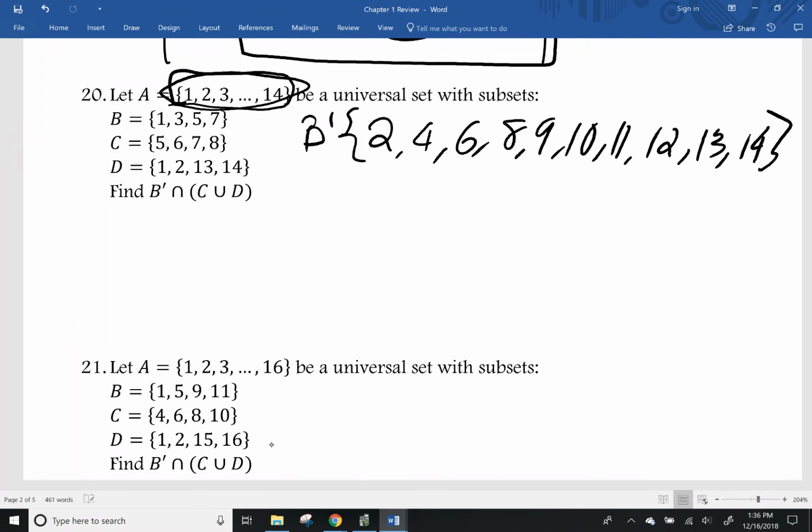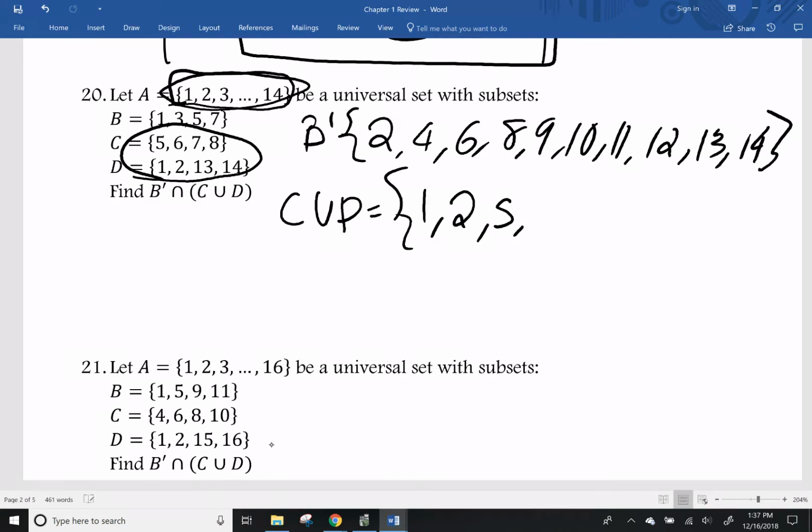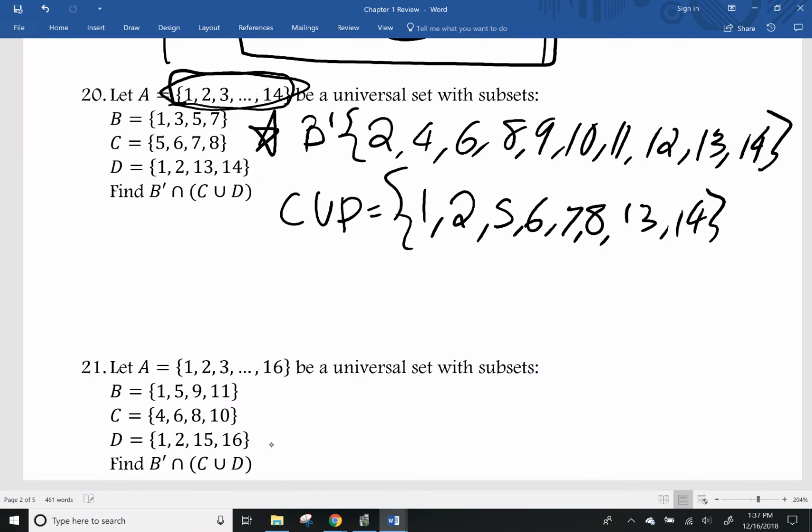But now I need to write the set C union D. So this is the set that combines C and D together. So if you combine all the elements here in these sets, you would have the set 1, 2, 5, 6, 7, 8, just trying to put it in numerical order, 13, and 14. So now, to write my answer, B prime intersect C union D. So these are the two sets that I was interested in.